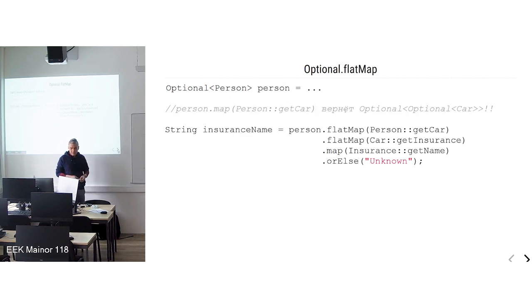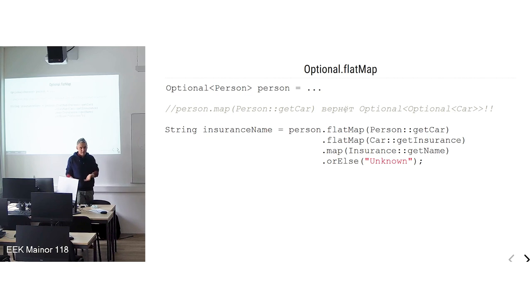And the same is with flat map. Imagine you might have a car and you might not have a car. And your car might have an insurance and might not have an insurance, right?